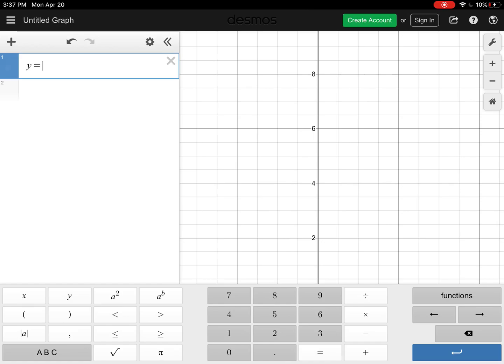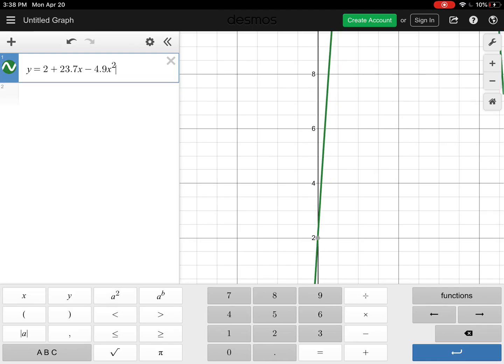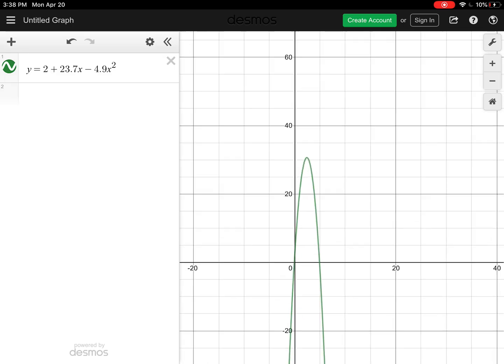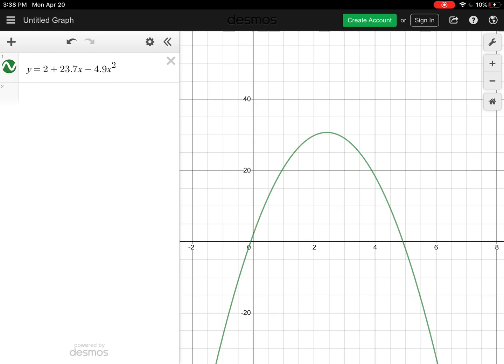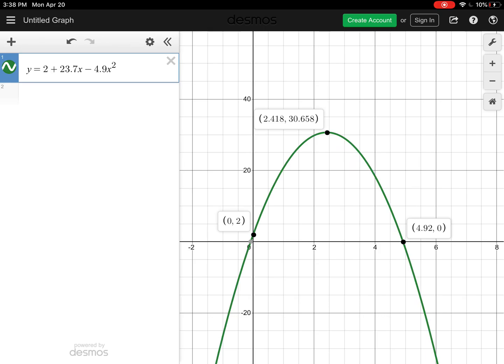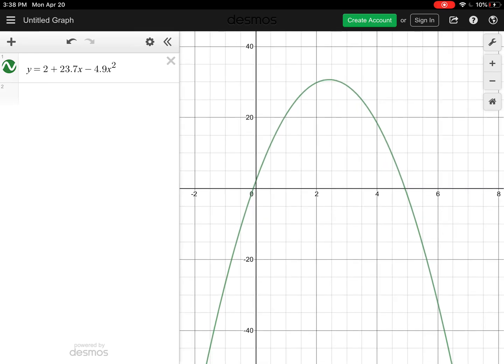Okay, so we have y equals 2 plus 23.7x minus 4.9x squared. Oops, I forgot my x. Okay. And so this parabola here is modeling the height of the pumpkin that was catapulted. We can see that we have our vertex or our max. We can see our y-intercept is in fact 0, 2, and we can also see those x-intercepts, or those zeros of the function here.